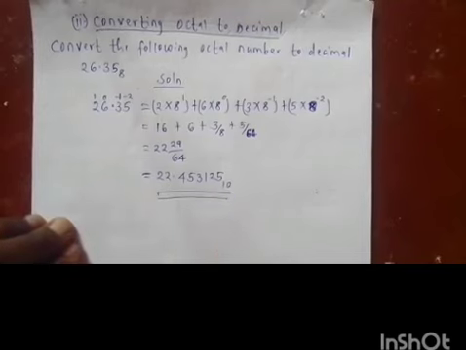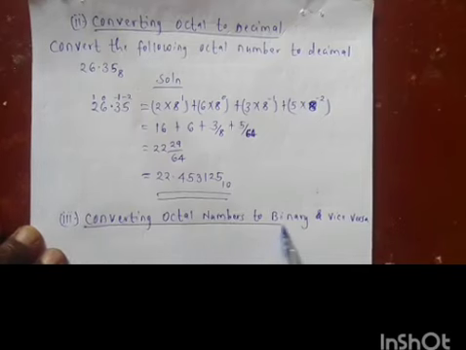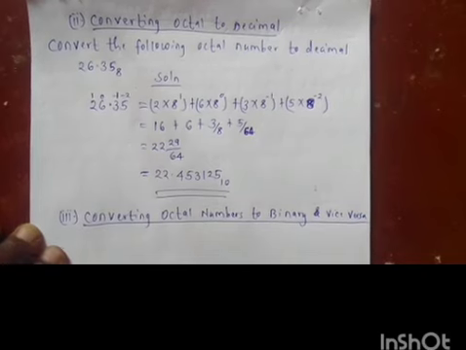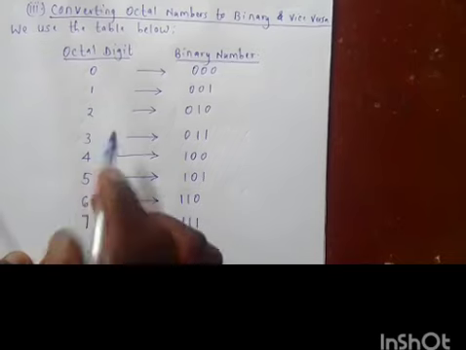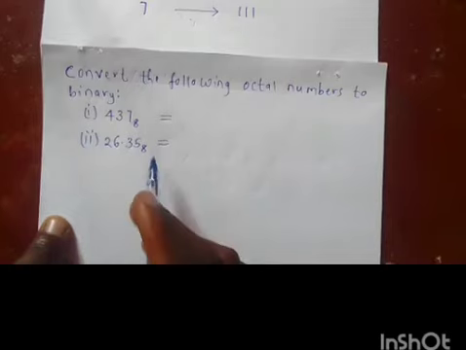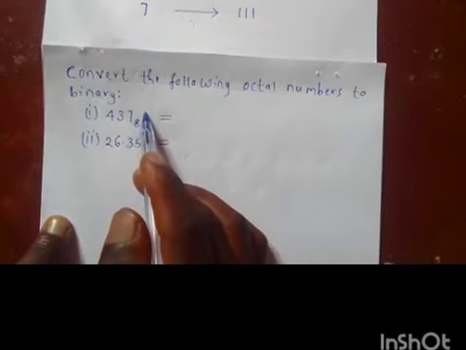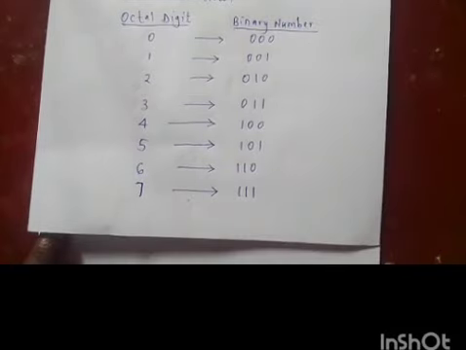The third part is converting octal numbers to binary numbers and vice versa. Here we use this table of values given. Let us see some examples. You will need to convert the following octal numbers to binary. Here we are going to use our table to convert. So we write here the value of 4 is 100.